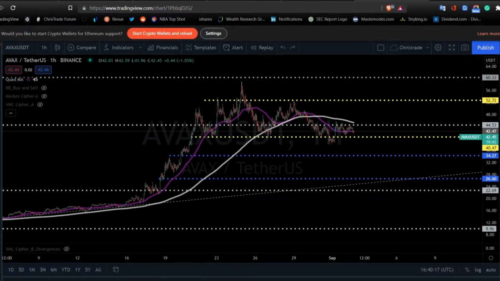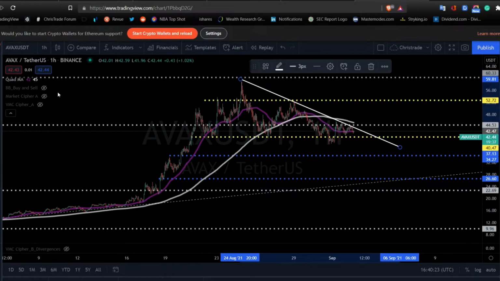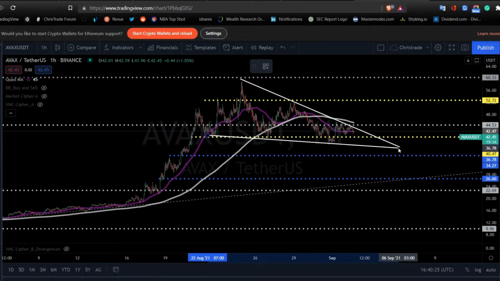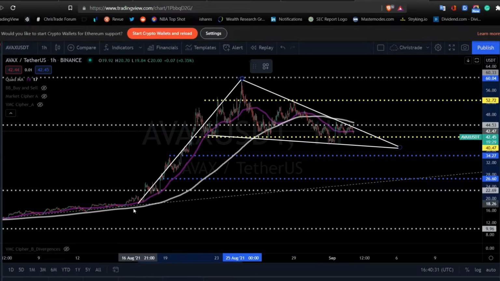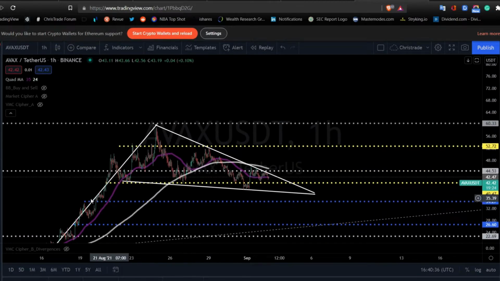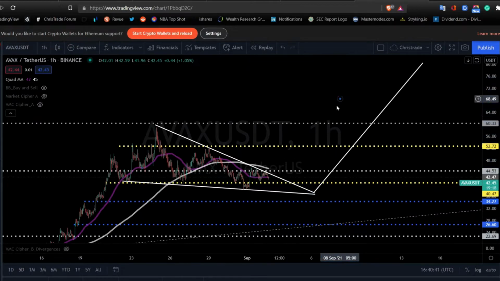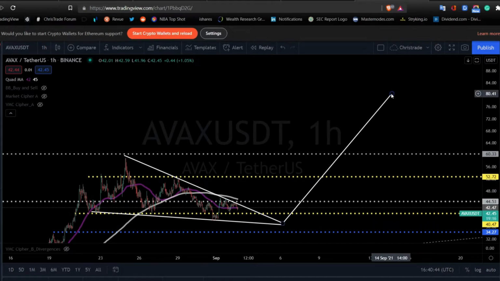So if we have a look here, and we take this down to about here, and we take this to about here, what you have is actually a falling wedge, and that is very, very bullish. Now if I take this and put it over here, depending on how it plays out, I am looking at a max target of about $80 for AVAX. So this is my max target. That's what I'm predicting with regards to AVAX.